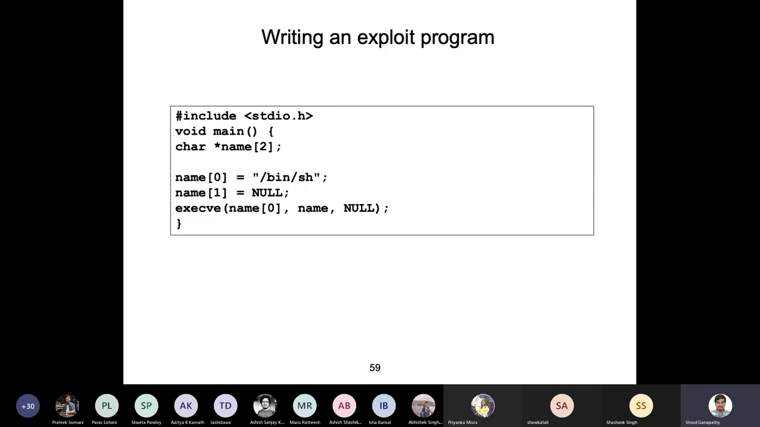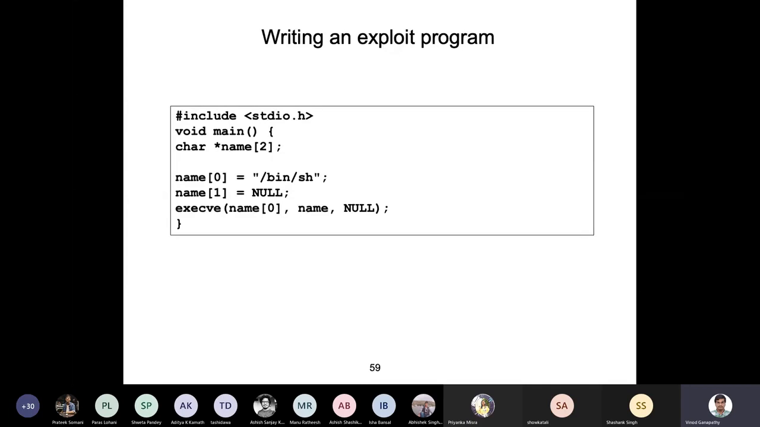Okay, so we want to write an exploit program, and the exploit program that we want to write pretty much has to mimic what I've shown you in the slide over here. This particular exploit program has a main function and so on, but let's ignore the main function for a second. Let's just focus on the three statements starting with name[0] equal to /bin/sh. This is how you spawn a shell.